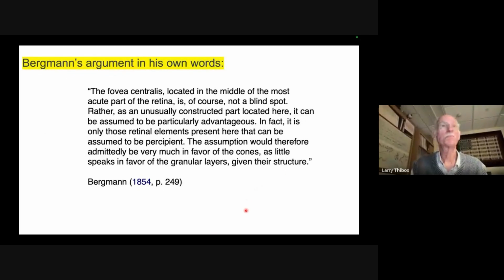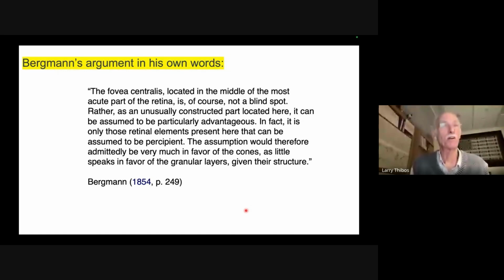So here are Bergmann's arguments in his own words. He said that the fovea centralis, located in the middle of the most acute part of the retina, is of course not a blind spot, which is what it would be if it was a hole. Rather, it's an unusually constructed part. It can be assumed to be particularly advantageous. In fact, it is only those retinal elements present here that can be assumed to be percipient, meaning responsible for perception. The assumption would therefore admittedly be very much in favor of the cones, as little speaks in favor of the granular layers given their structure.